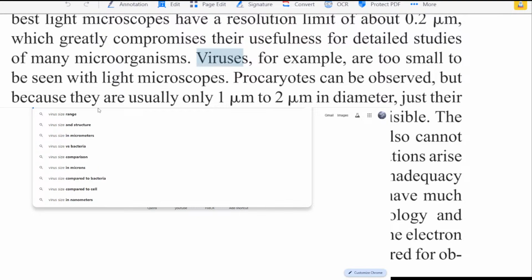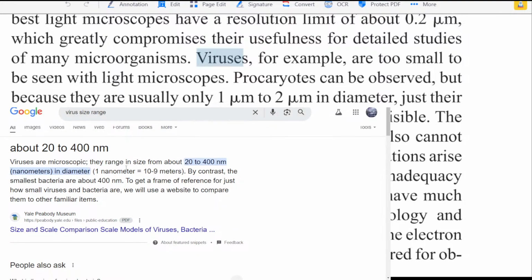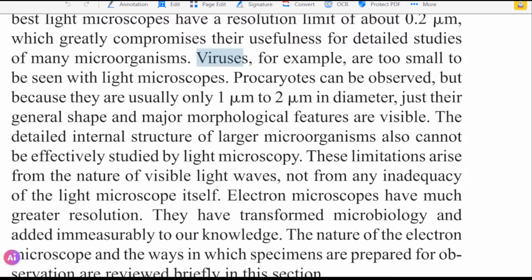Virus size range. They range in size from about 20 to 400 nanometers. Guys, look at this. This is in nanometers, and here we are talking about the resolution of the light microscope, which is 0.2 micrometer. Prokaryotes can be observed, but they are usually only 1 to 2 micrometers in diameter. They can be studied because the limit is 0.2 micrometer, but just their general shape and major morphological features are visible.